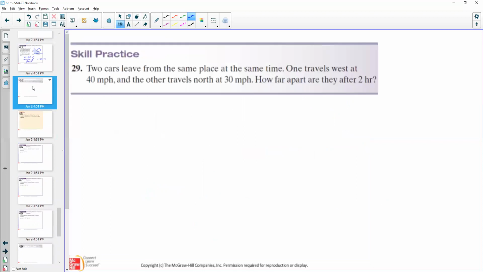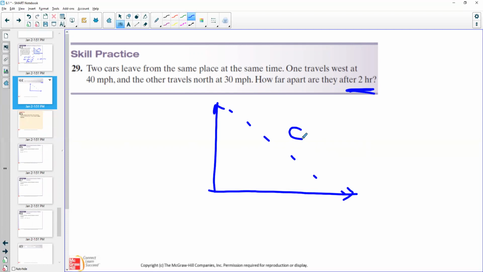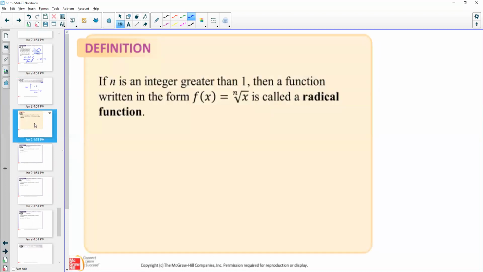All right, this is the same. You just need to draw the picture for this one. 2 cars leave the same place at the same time. One travels west at 40 miles an hour. The other travels north at 30 miles an hour. They are traveling for 2 hours. So I want to know this distance c. This guy in 2 hours has gone 80 miles. In 2 hours, the other guy has gone 60 miles. You guys got to find what's in between. Do your best.